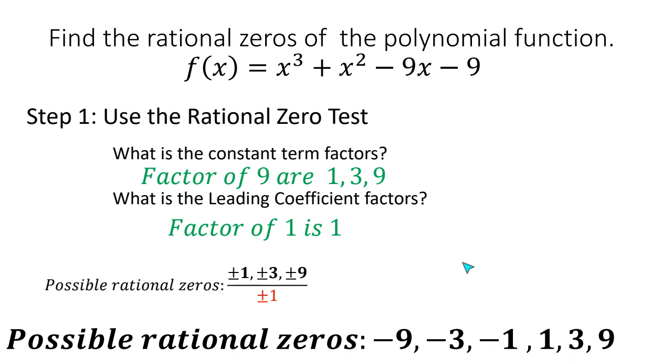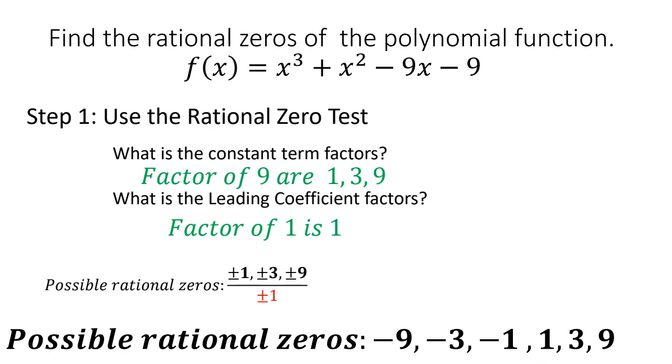So why do we use this method? Our goal is to find the zeros. And so there's so many numbers out there, right? Infinite numbers. So with this method, we make our list a little bit smaller. So now from these 6 numbers, maybe one of these will be a 0.